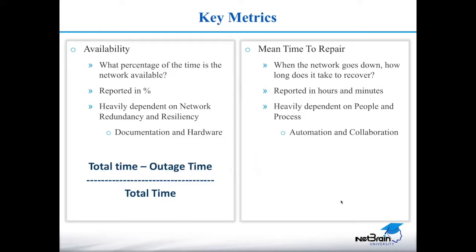It is reported in hours and minutes, and unlike availability, this number is heavily dependent on the people that operate the network and the processes that govern how they operate the network. The two areas that NetOps engineers and managers can focus on to help improve MTTR are automation and collaboration. The formula to determine MTTR is total downtime divided by the number of outages. Both of these numbers are very important to a NetOps engineer and manager in that in order to improve MTTR, we must reduce the total downtime or reduce the number of outages that occur.